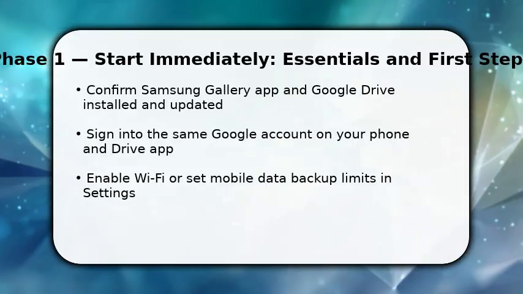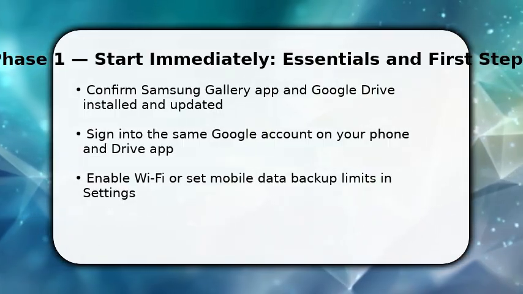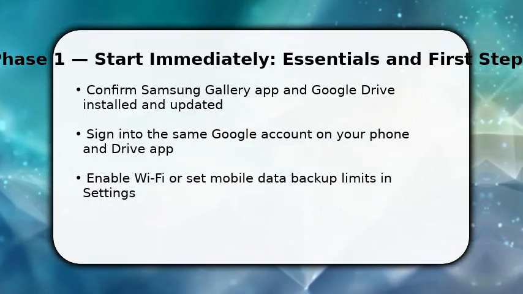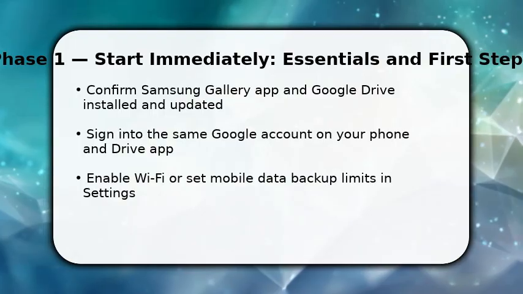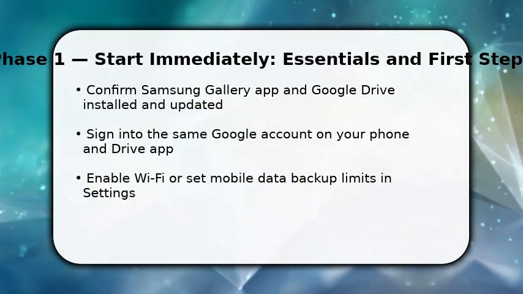You begin by getting essentials ready. Sign into your Google account in the Drive app and confirm the Samsung Gallery app is updated. Once done, open Gallery and tap the menu to locate cloud or backup options. Make sure Wi-Fi is connected and that mobile data backup is allowed if you prefer.